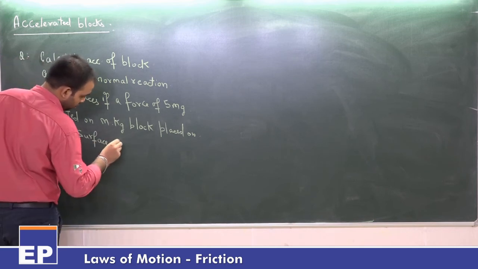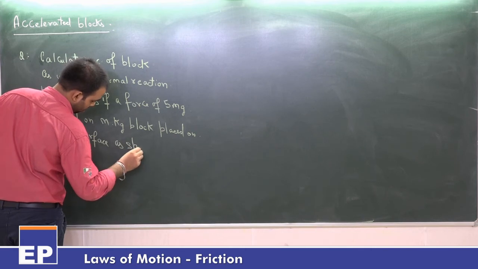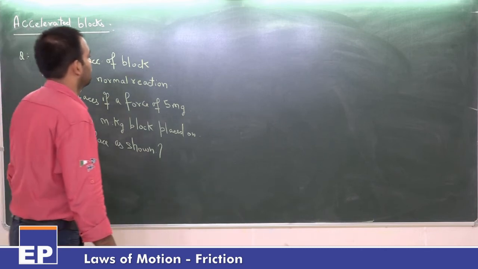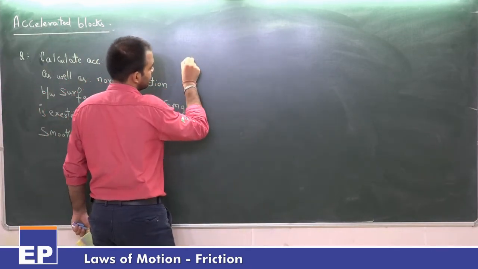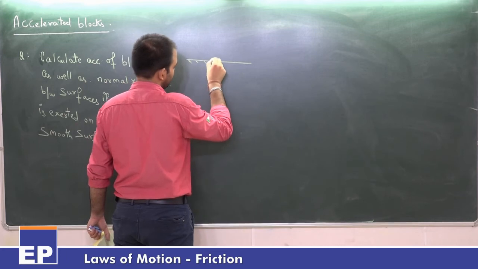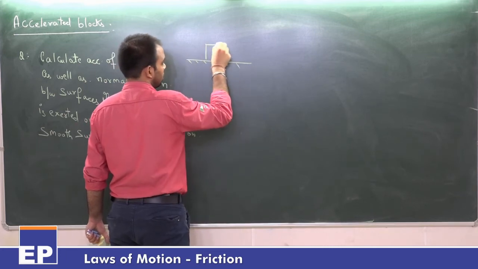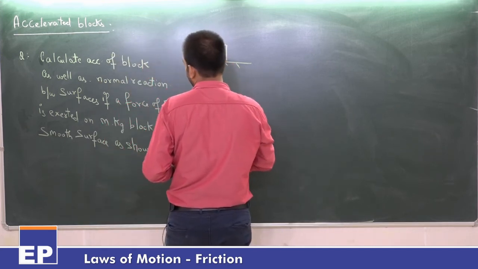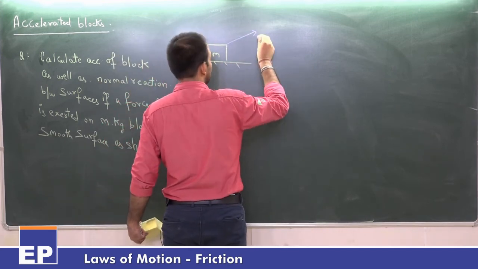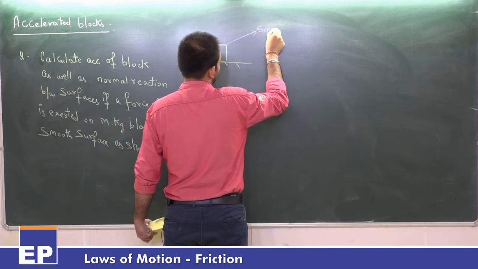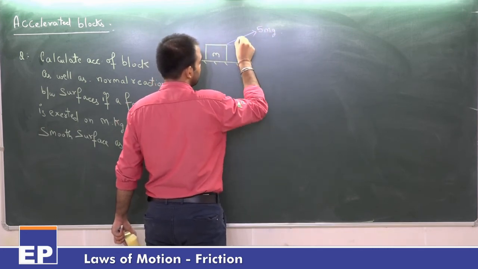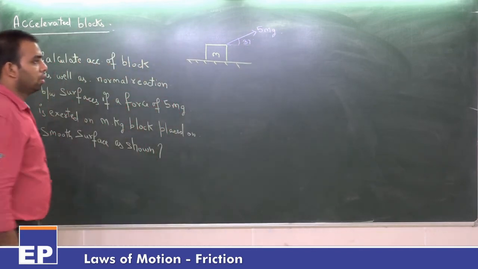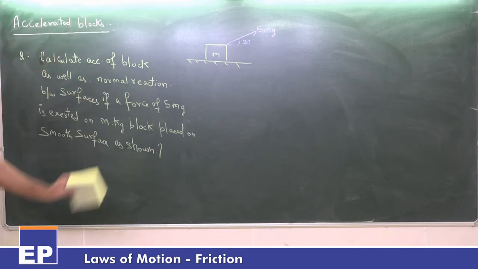Smooth surface as shown. This is the figure for it. This is the smooth surface. The block of m kg and a force of 5 mg is acting on it at an angle of 37 from horizontal. So we have to calculate the acceleration and the normal reaction between the surfaces.